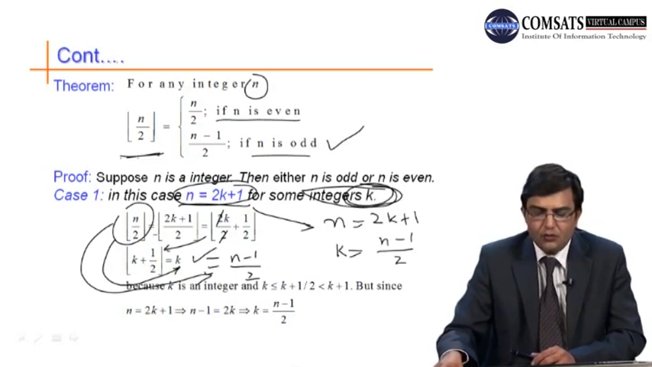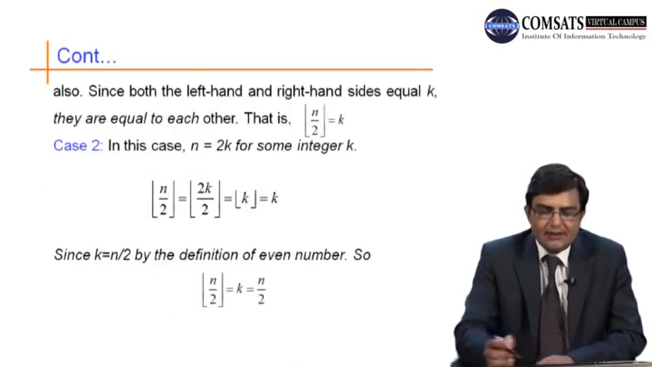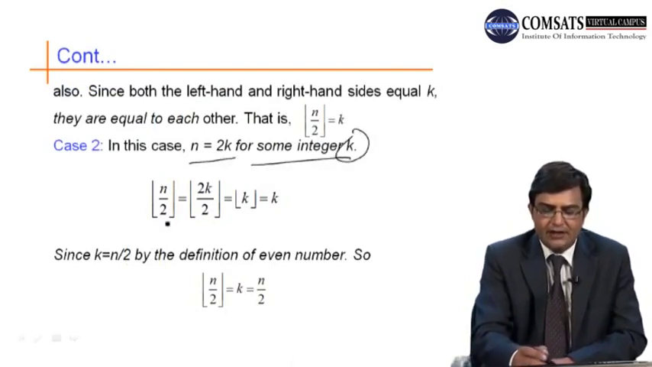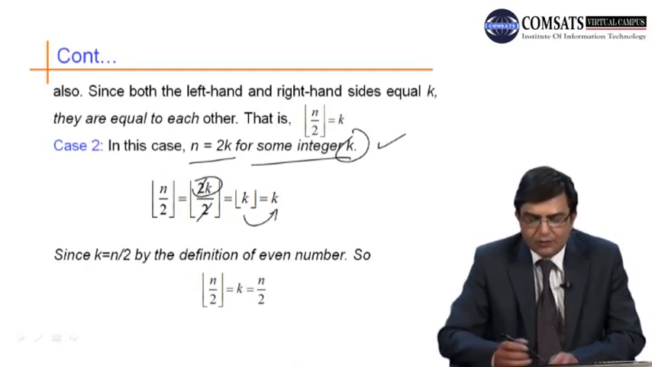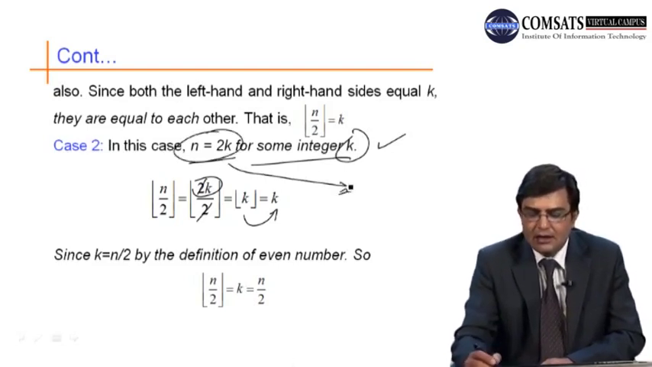Now we shall prove for if n is even. In this case n is 2k, for some integer k. n by 2, where n is 2k, here 2 cancels with 2 and we have obtained k. Floor of k is k because k is integer. So from here we can find the value of k. n is 2k and k is what? This is n by 2.